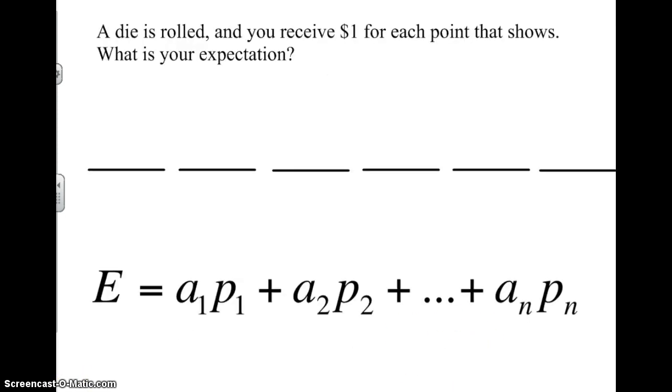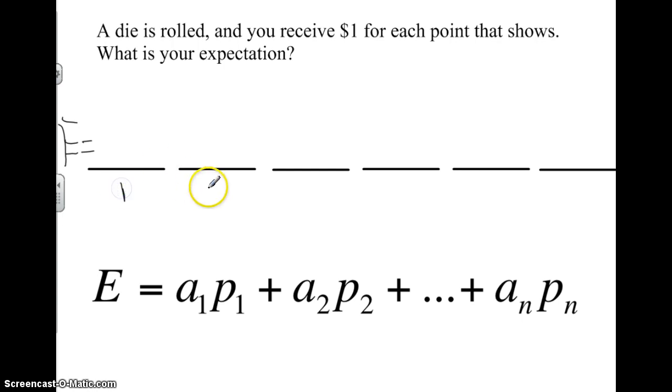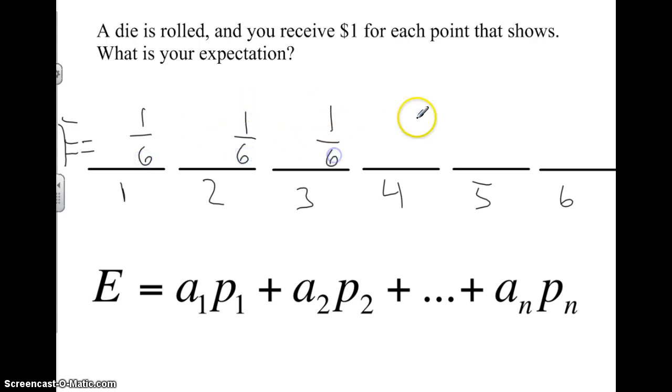All right, here's our second problem. It says a die is rolled and you receive $1 for each point that shows. What is your expectation? Let's do the same thing with E equals. So this little blank here will serve as if we rolled a 1, a 2, 3, a 4, a 5, or 6. So it's the same as all the die rolling problems. Our probability is going to be 1/6 for each one of these.